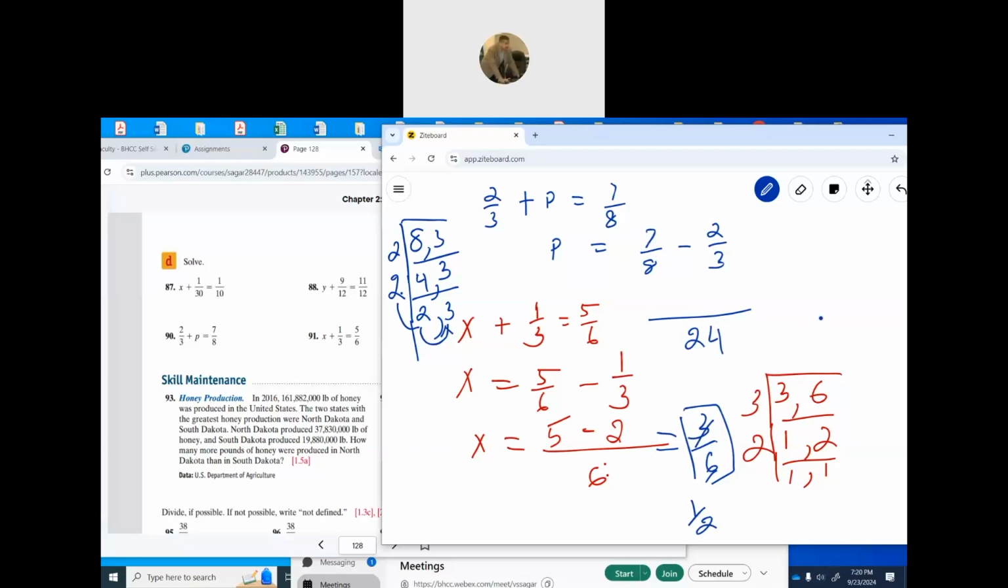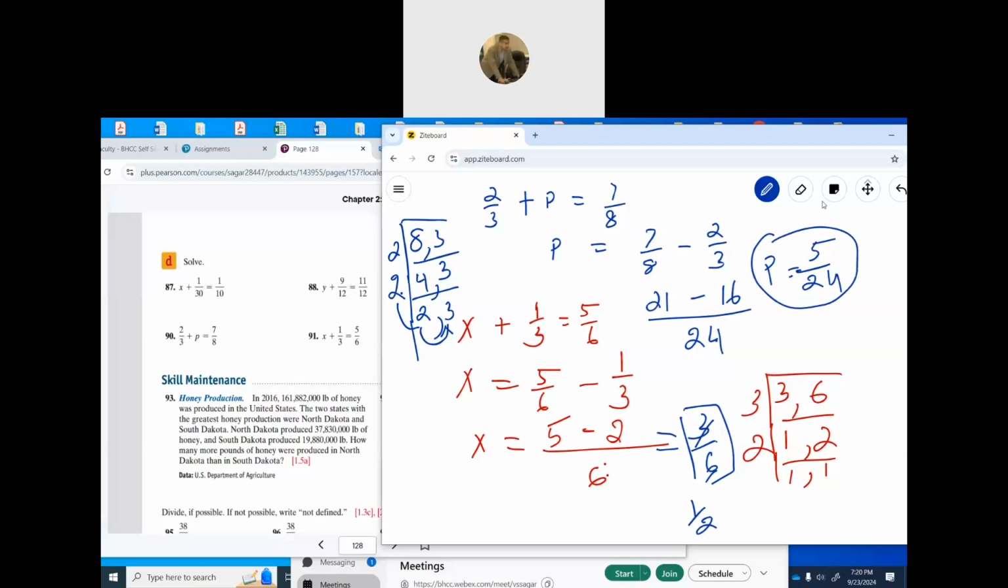So now, 24 divided by 8, which is 3. 3 times 7 is 21. 24 divided by 3 is 8. 8 times 2 is 16. Now 21 minus 16 is 5. 5 over 24. Yeah, equal, but what was this variable? It was p.